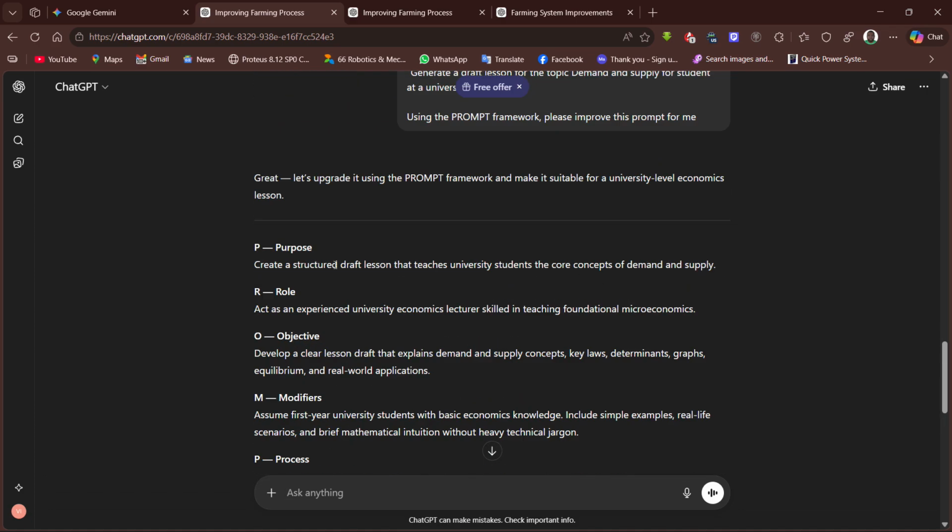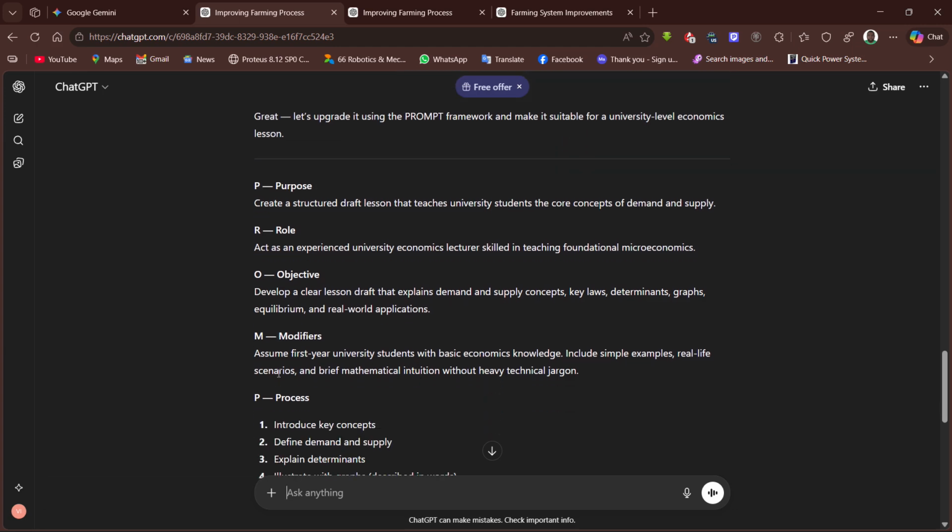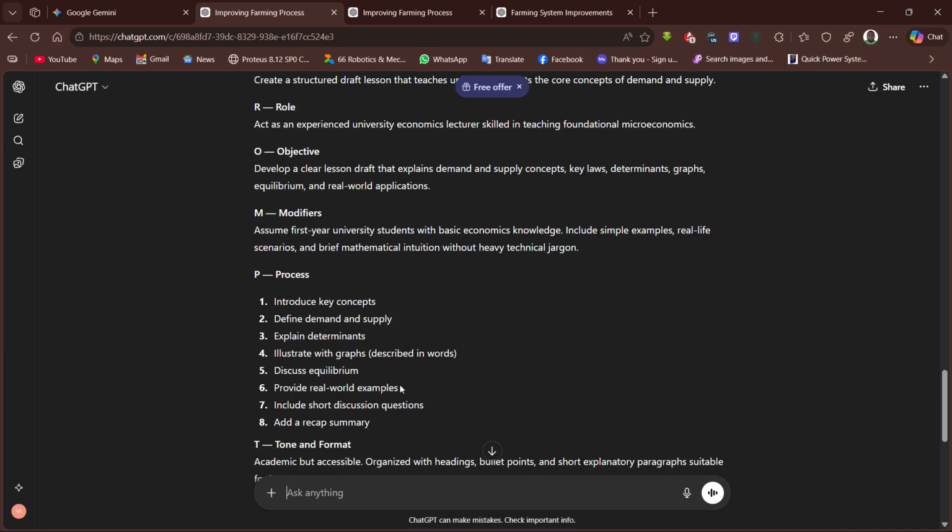It says, purpose: create a structured draft lesson that teaches university students the core concept of demand and supply. Role: act as an experienced university economics lecturer skilled in teaching foundational microeconomics. Objective: develop a clear lesson draft that explains demand and supply concepts, key laws, determinants, graph, equilibrium, and real-world applications. Assume first-year students with basic economic knowledge. Include simple examples, real-life scenarios, brief mathematical intuitions without heavy technical jargon.